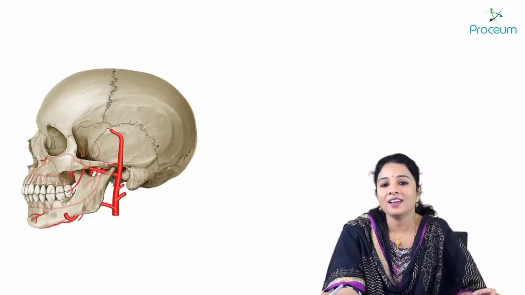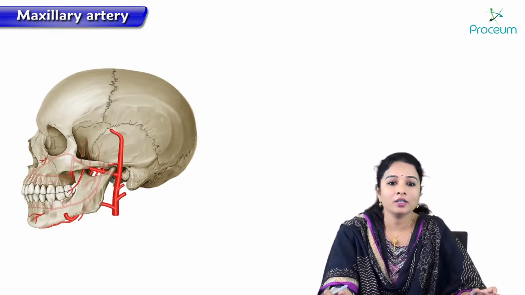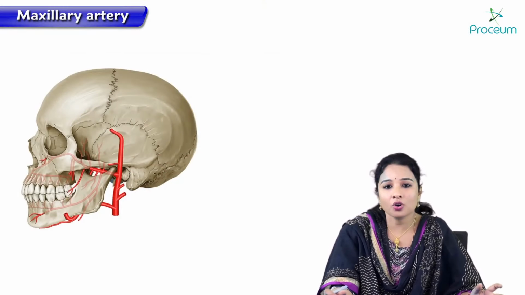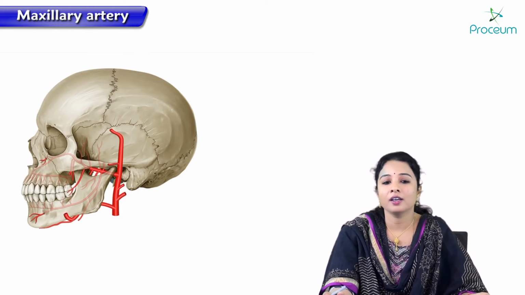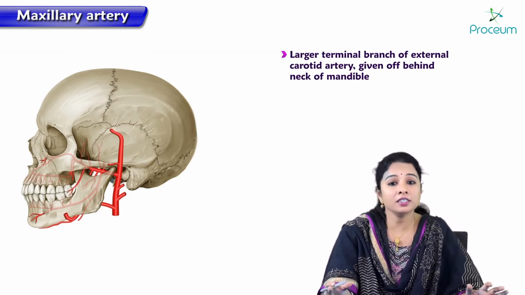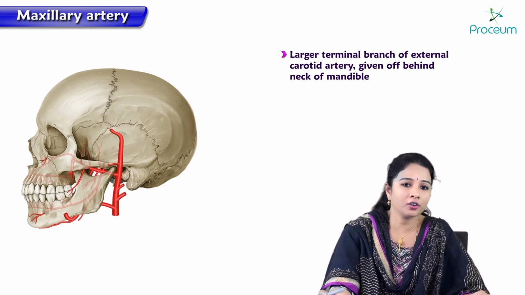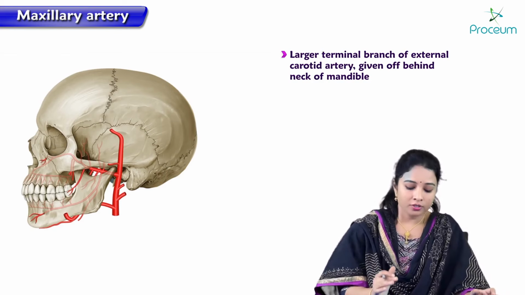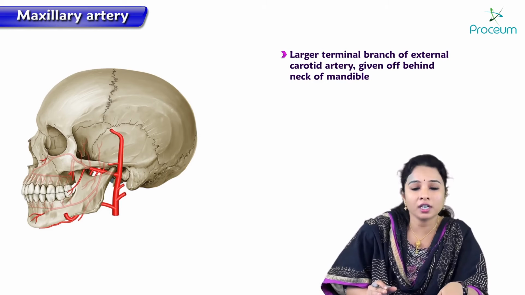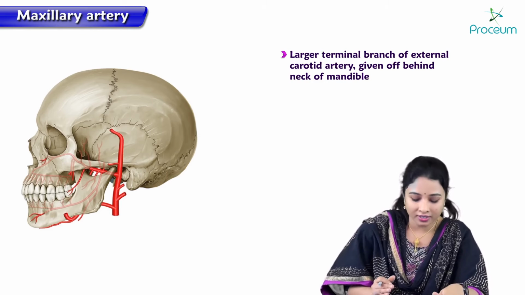Hello students, I am here to explain about a most important branch of external carotid artery, that is the maxillary artery. Maxillary artery is the larger terminal branch of external carotid artery which is given off at the neck of mandible. So here is the lateral view of the skull showing the arteries as well.